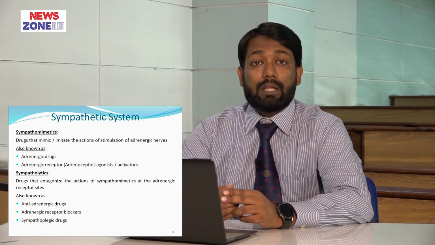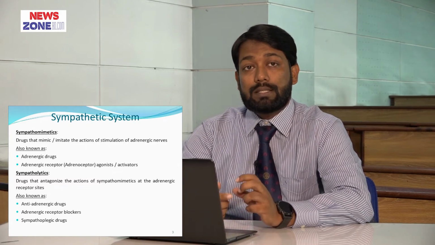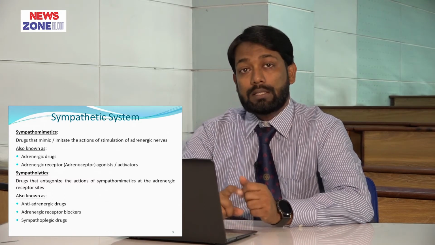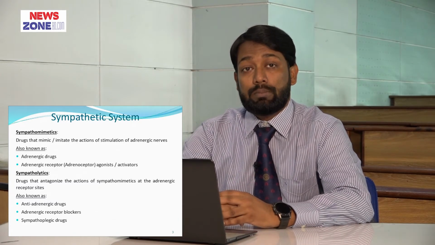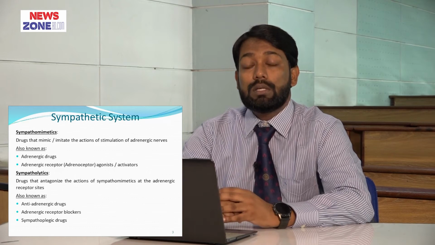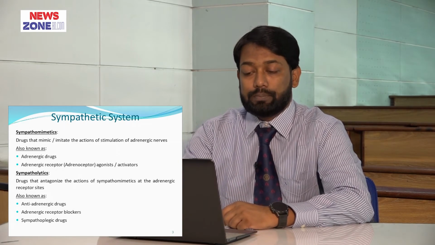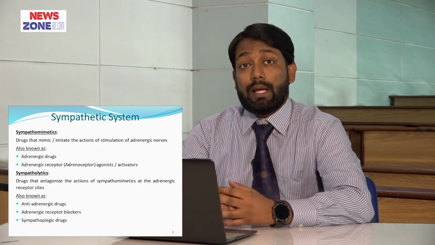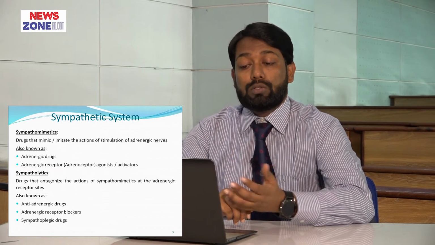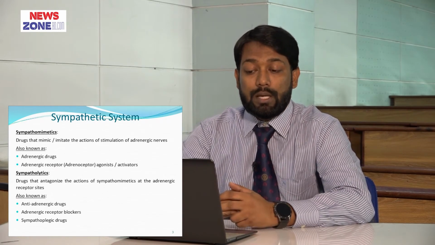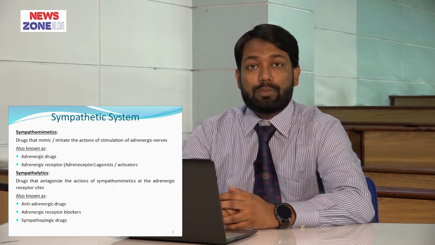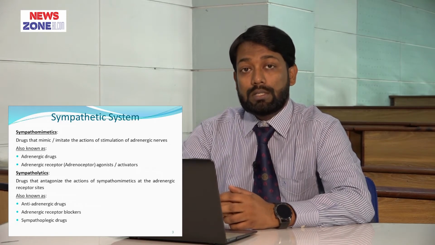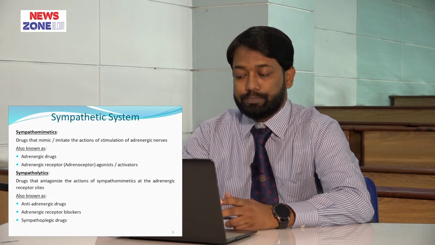Then, what are sympatholytics? Drugs that antagonize the action of sympathomimetics at the adrenergic receptor site are called sympatholytic drugs. The sympatholytic drugs also have other synonyms such as anti-adrenergic drugs, adrenergic receptor blockers or sympathoplegic drugs.